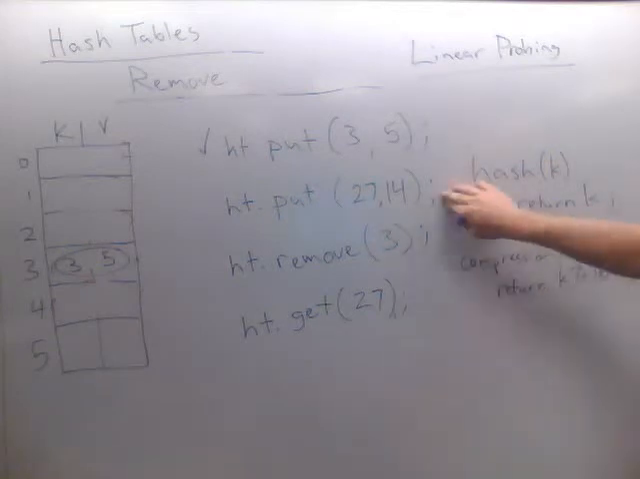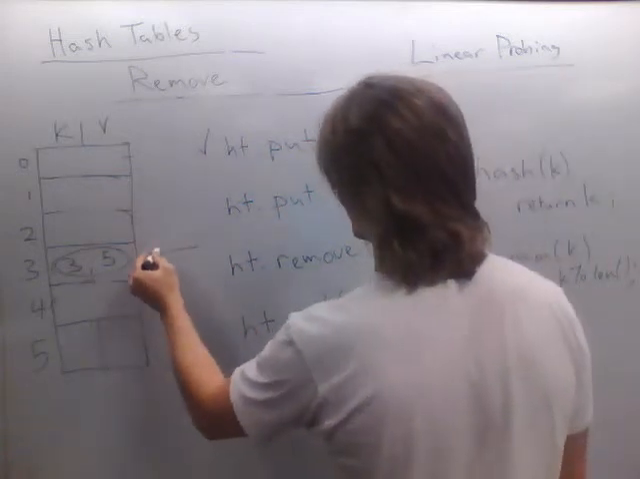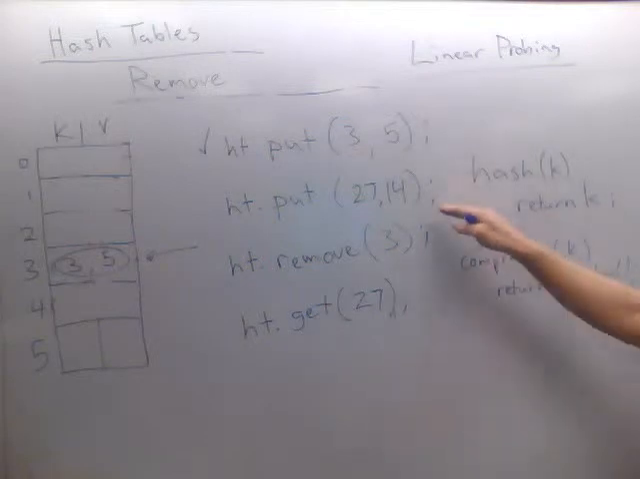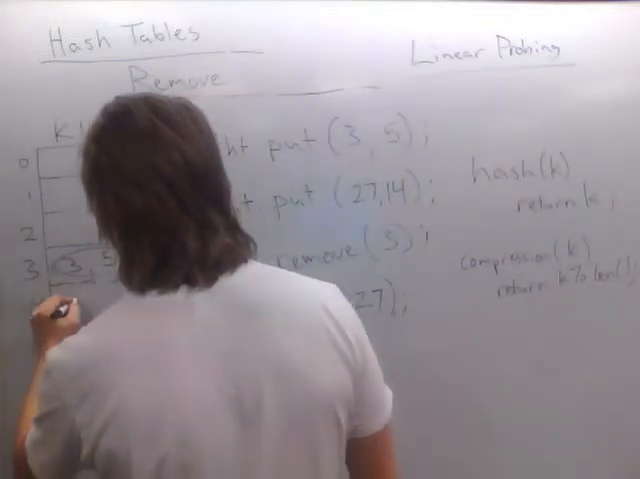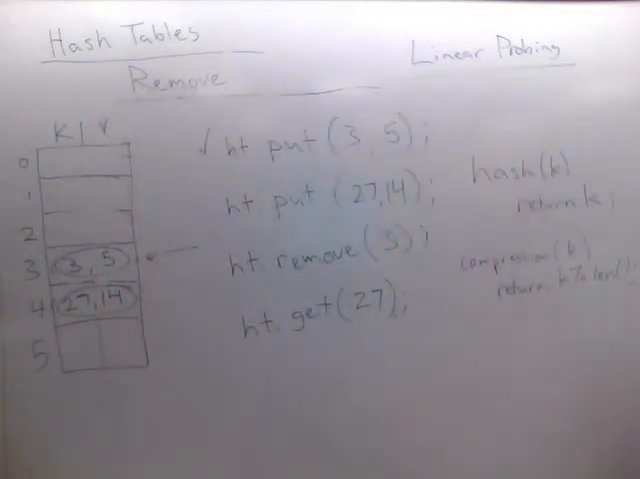Now we want to insert or put 2714. So pass in 27, get back 27. 27 mod 6. 6 is a multiple of 24, and that's the difference of 3. So we want to put it in this spot. So we have a collision. We're going to handle it with linear probing. So take one step and see if it's open. So put 2714.